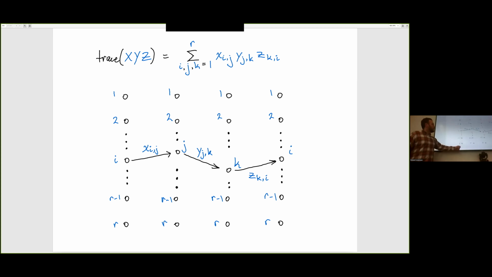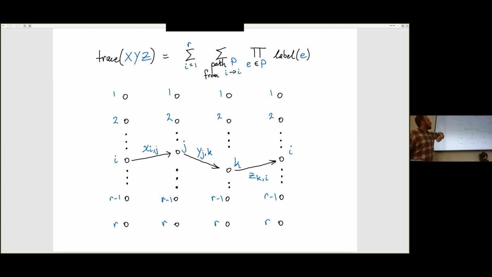Now, notice that if I take a path from i in layer 1 to i in layer 4, and I look at the edge labels that I see, the product of those edge labels is exactly one of the terms in this trace. So there's a different way to think of this trace. I sum over all values of i, and I look at all the paths that go from vertex i in the first layer to vertex i in the final layer, and I take the product of the edge labels appearing on that path. And that is this trace. That is exactly what this trace is.